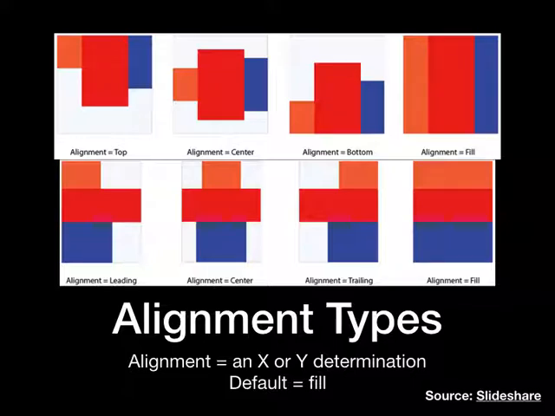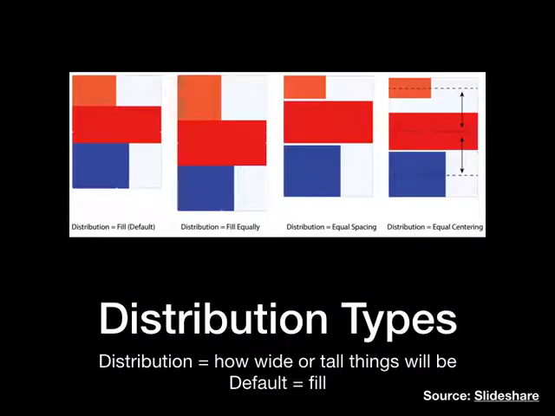Yeah, I'll probably just go over all these basic properties, and then I can take questions after that. And the distribution is how wide or tall things will be. For the vertical one, it says how tall do I want each element to be? You can see that the default is fill, so it'll automatically try to fill. I'll go over more specifically what fill does for distribution, but basically it just tries to fill the space.